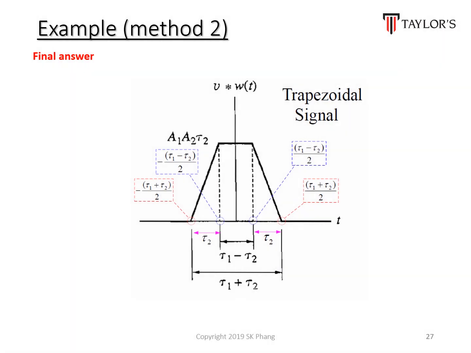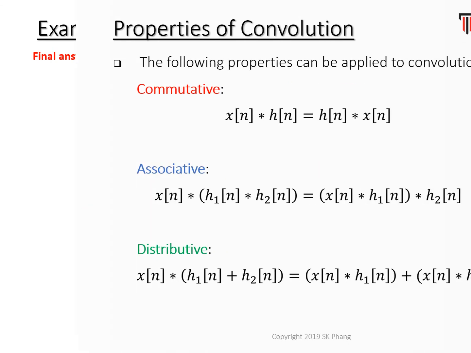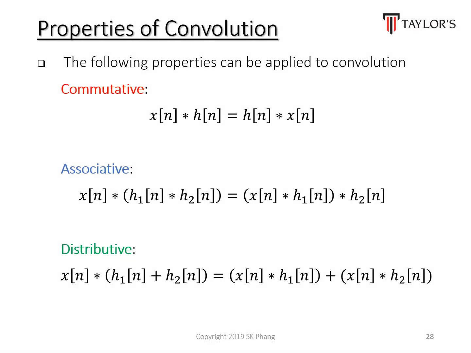So this is the final answers for you to see more clearly. And next up, let us look at some properties of convolutions. So there are 3 basic properties. Later on, you will see a lot of these commutative, associative, and distributive properties for many other things that you'll learn in this module. But now stick to convolutions.